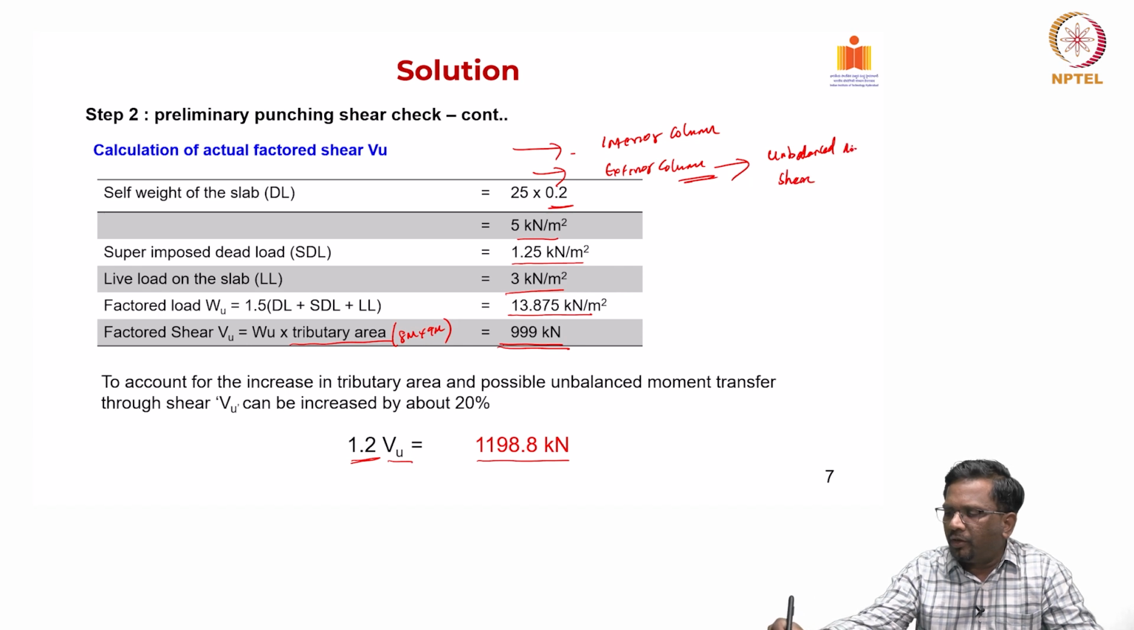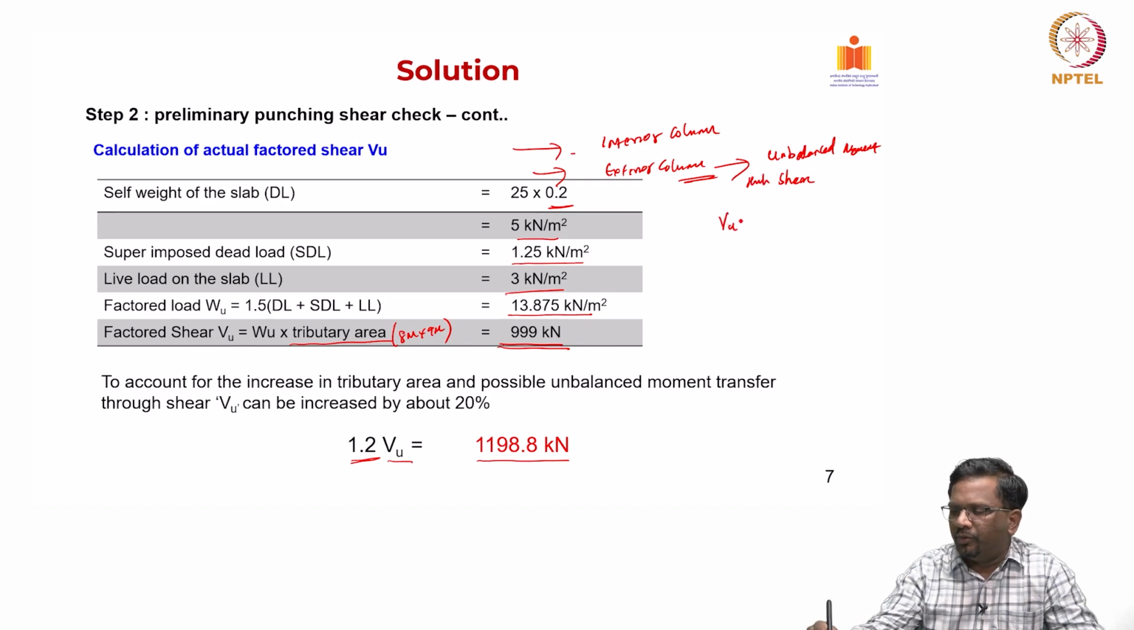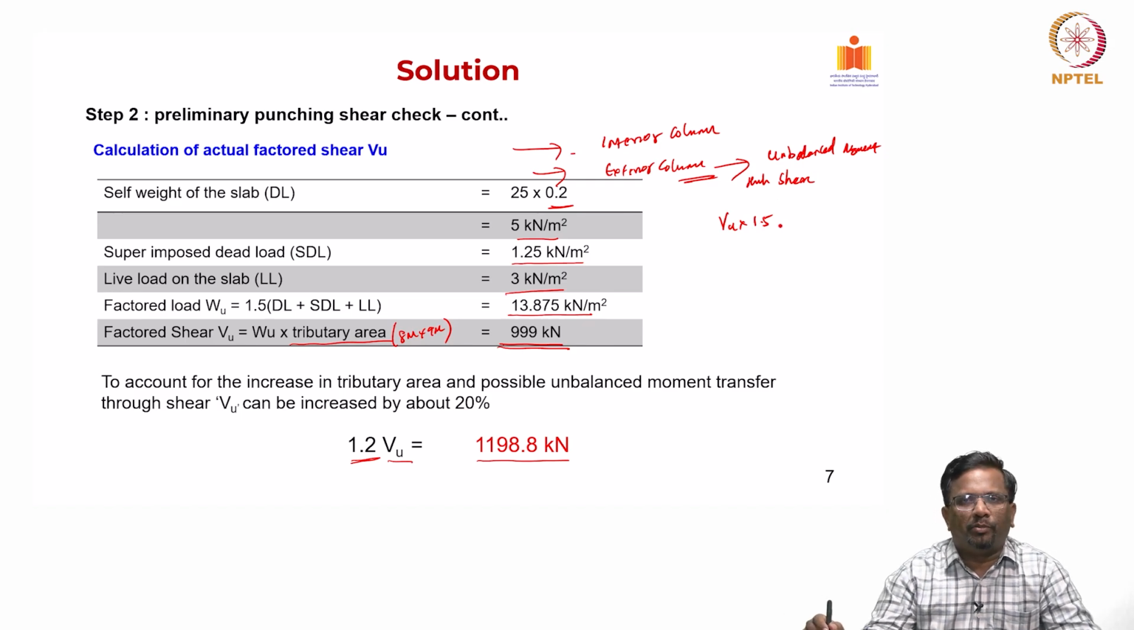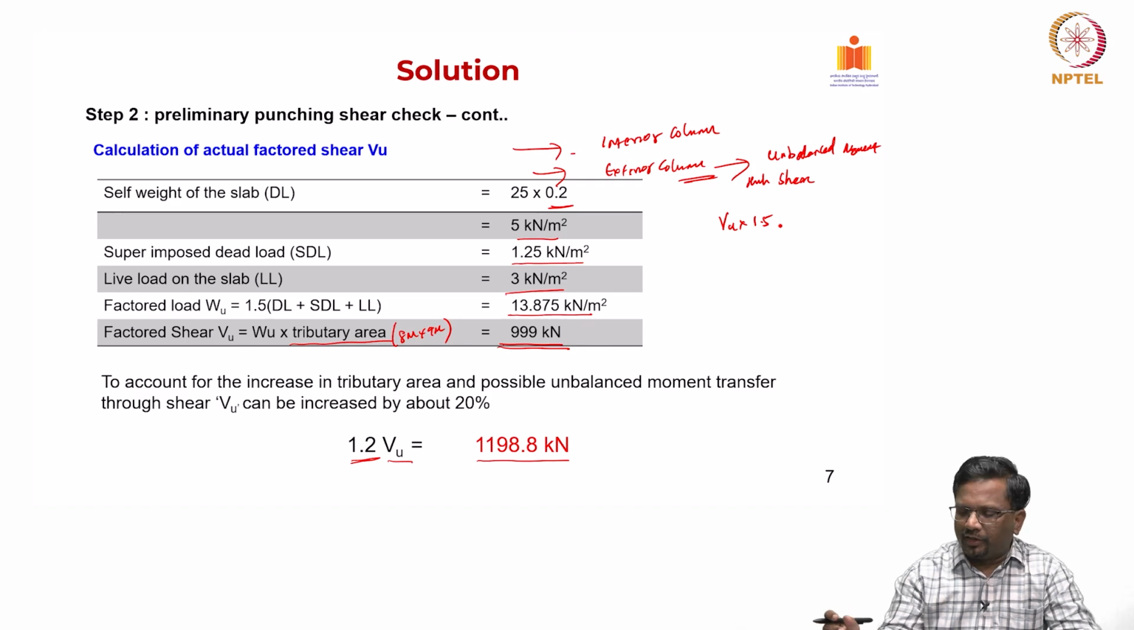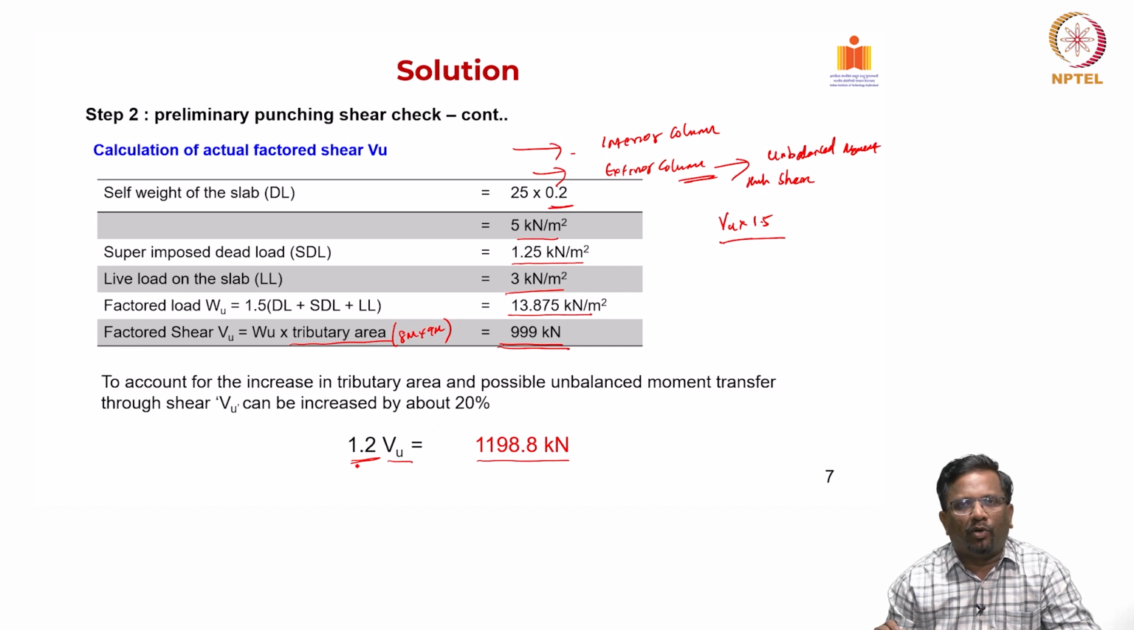Now, if it is an exterior column, then this unbalanced moment, right, through shear will be high. So, what we do is then the Vu is typically multiplied by 1.5, 50% we multiply, because the unbalanced moment through shear is going to be higher, more demand will come. So, that is the reason we will multiply by 1.5, but here we are taking an interior column. So, we are just multiplying by only 1.2.